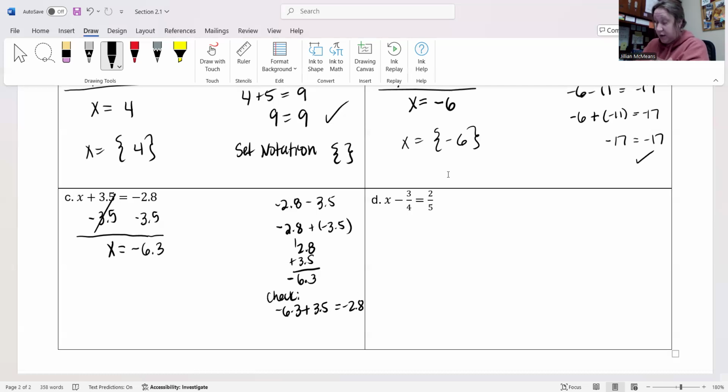I want to check my work here. Now, I've got negative 6.3 plus 3.5. I'm adding two numbers that have different signs, so I really want to subtract. So I'm going to do a little subtraction off to the side.